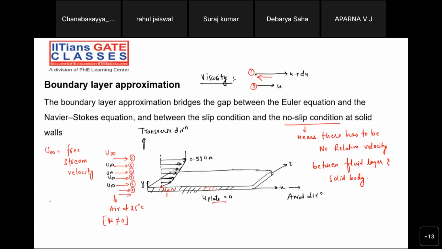Now, let me call this particular point point number 1. What is happening at point number 1? There has to be a certain distance the fluid particle has to travel to achieve the free stream velocity, right? So why is there a velocity difference among the fluid layers in the transverse direction? Then what will you say? Because of the property called viscosity. Are you getting my point?